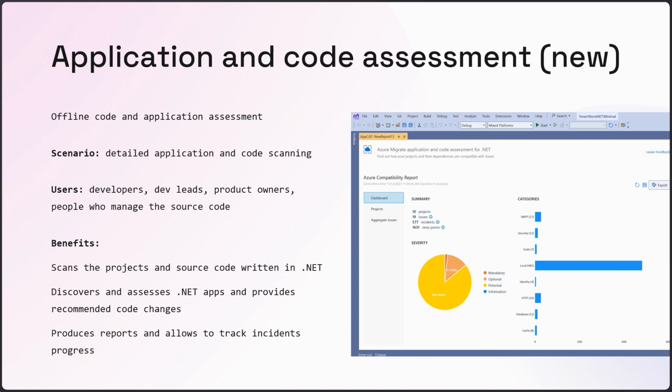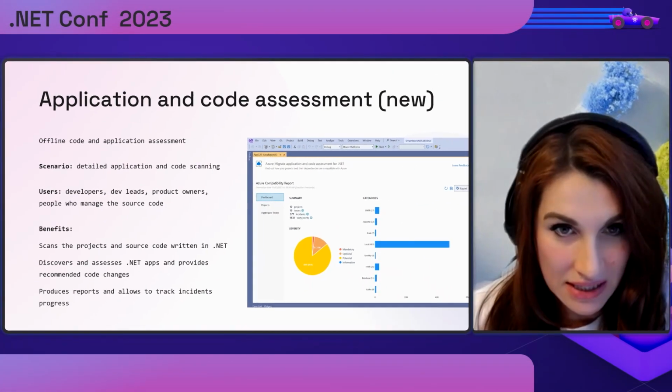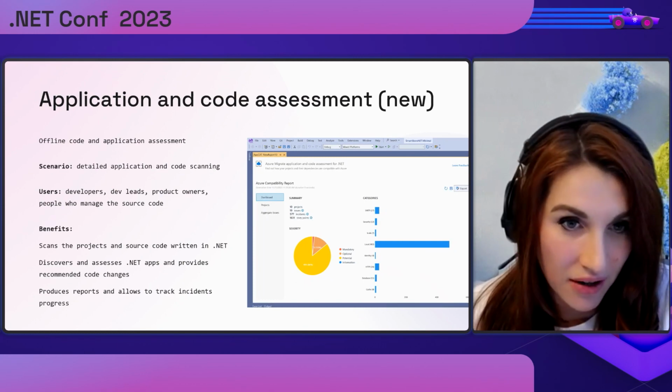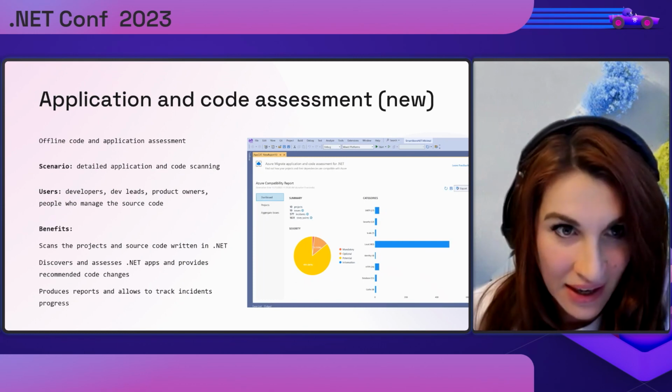And as I said, it scans the projects and source code written in .NET. It discovers and assesses .NET apps and provides recommended code changes. And it also produces reports that you can use in your team, with your management, across different teams. You can see all the issues, incidents, and you can track them there. You can track the progress.